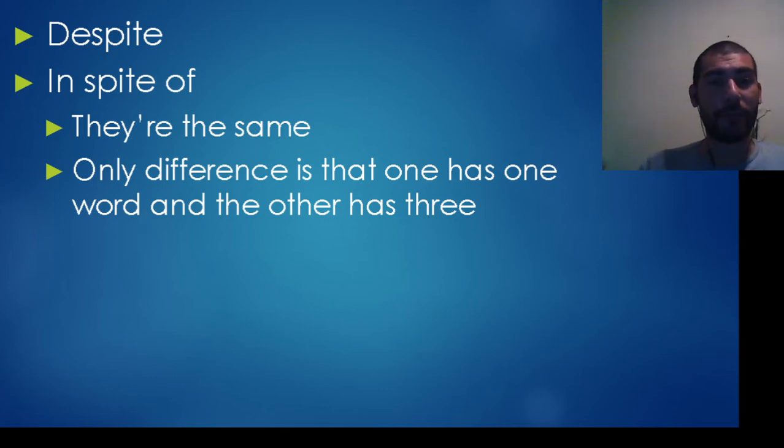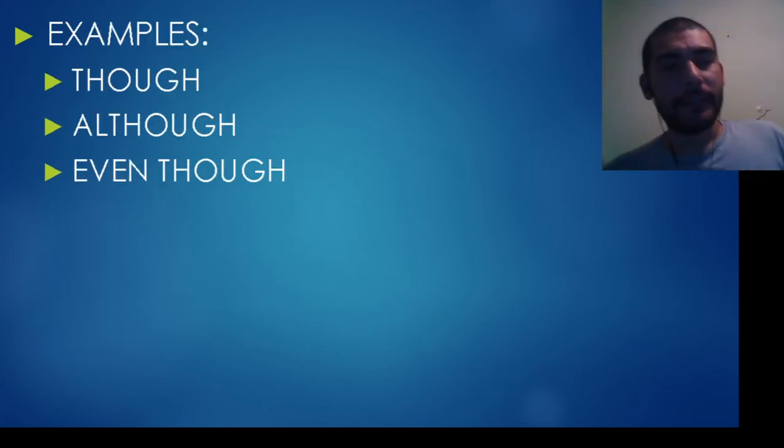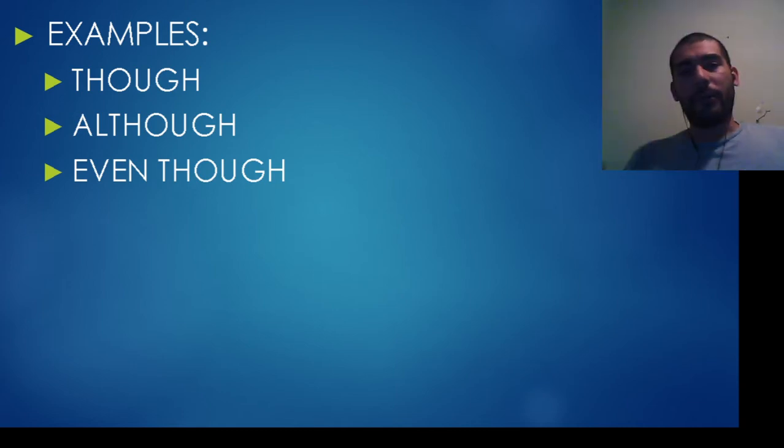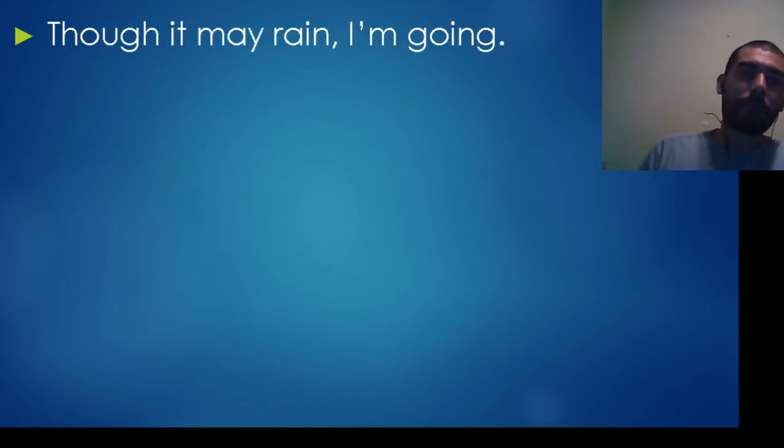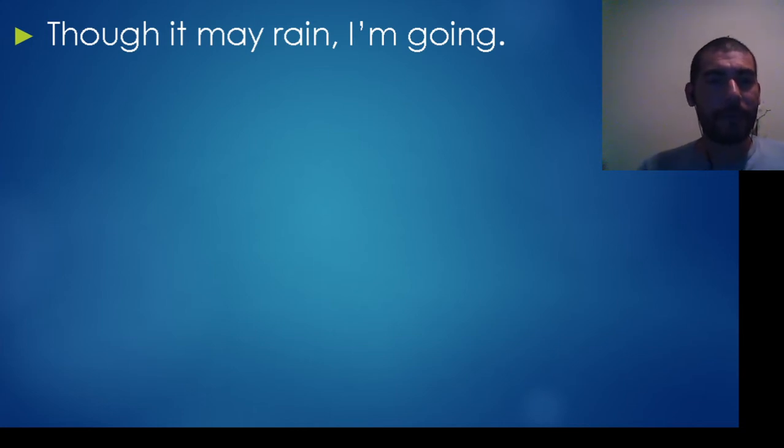Okay, now let's go over some examples. And we'll start with though, although, and even though. Though it may rain, I'm going. You know, usually, let me give you a scenario here. Maybe you want to go to the beach, but it might rain, right? It may rain. Most people would probably not go, right? Who likes to go to the beach when it's raining? I don't. I like to go to the beach when it's nice and sunny.